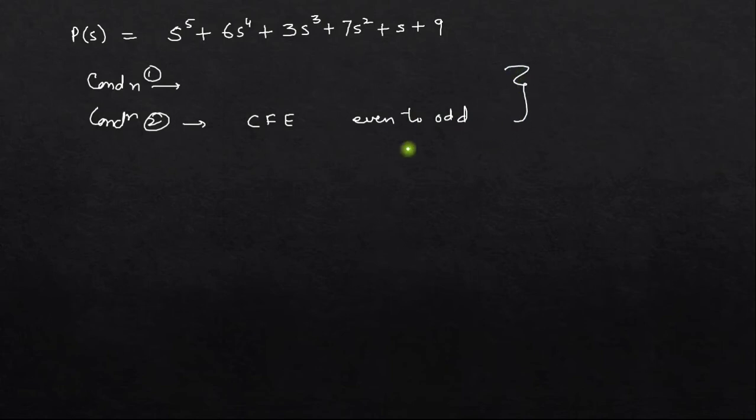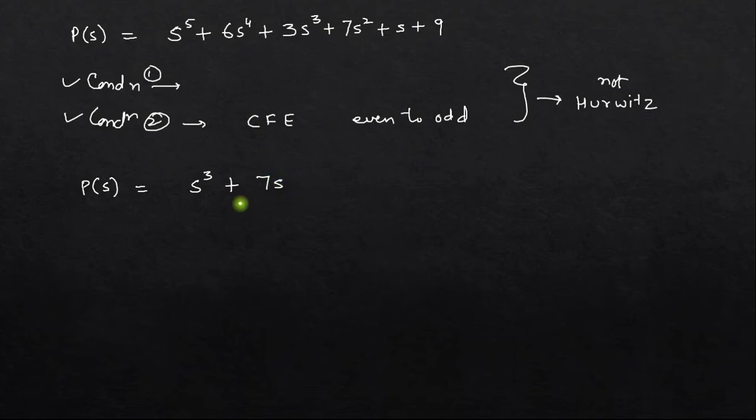What happens if any of the two conditions fails? With the failure of these two conditions, we directly concluded that the given polynomial was not Hurwitz. But what happens if any of the two conditions does not hold? Does not hold means any of the two conditions does not apply. Let me throw some light on it. Suppose we are provided with a polynomial, say s cube plus 7s, like this.